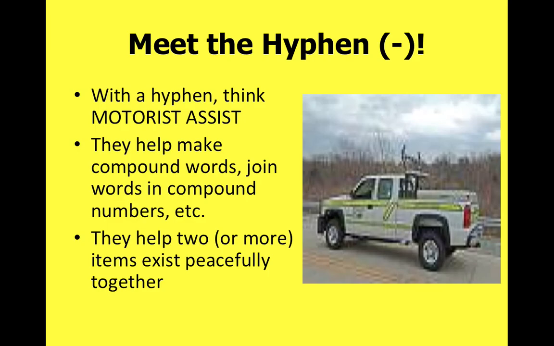Our second punctuation mark we're going to talk about is the hyphen. With a hyphen, I want you to think of it as a motorist assist vehicle. So it's coming to help you out. It helps make compound words, joins words and compound numbers, things like that. They help two or more items exist peacefully together. So the hyphen, you can kind of see up there at the top, is the shorter one. Okay, a dash is the one that's actually a little longer, and we're going to talk about that later.